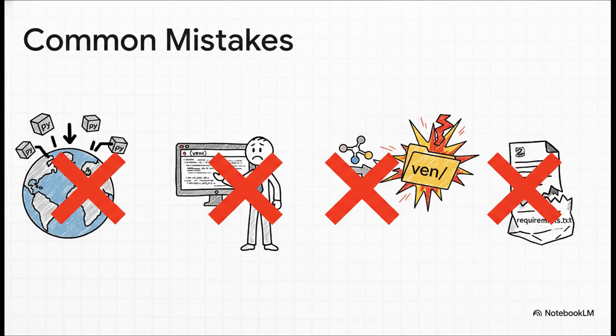And just as important are the rookie mistakes to avoid. They're basically the exact opposite of what we just covered. The biggest one, the one everyone does at least once, is forgetting to activate your venv before you start installing stuff. You get excited, you type pip install, and whoops, you just installed it globally, completely defeating the purpose.